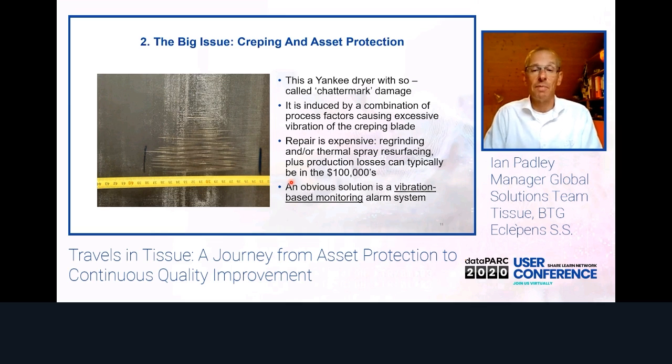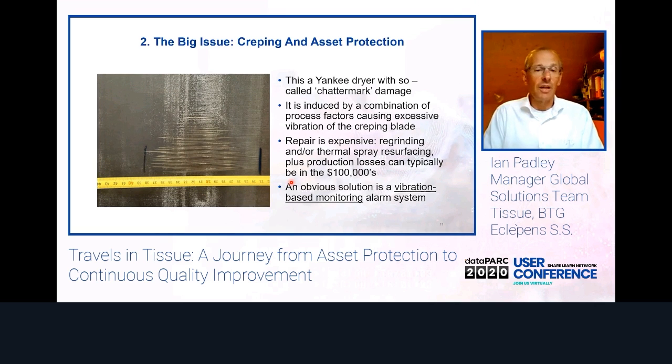Repair of this is very expensive. You may need to regrind or even resurface the Yankee with a thermal metal spray. And the production losses and cost of repair can be many hundreds of thousands of dollars. So the first obvious thing to do is to install some kind of vibration monitoring system. And this is indeed what we're going to look at next.